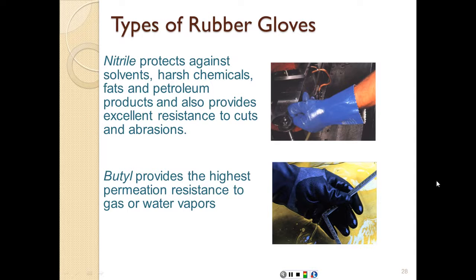So for example, here we have two different types of rubber gloves. The first one is nitrile, which protects against solvents, harsh chemicals, fats, and petroleum products, and also provides excellent resistance to cuts and abrasions. So that's the primary use for nitrile gloves. The second type is butyl, which provides the highest permeation resistance to gas or water vapors. So if it's not going to have any harsh chemicals, then we can use the butyl.